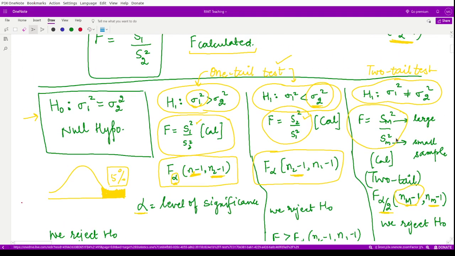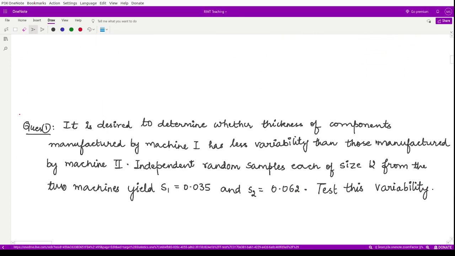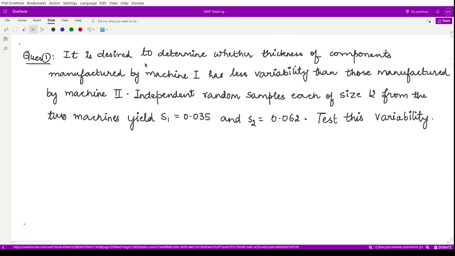So this is the F test. Now let's move on to solve this question. It says that it is desired to determine whether thickness of components manufactured by machine 1 has less variability than those measured by machine 2.